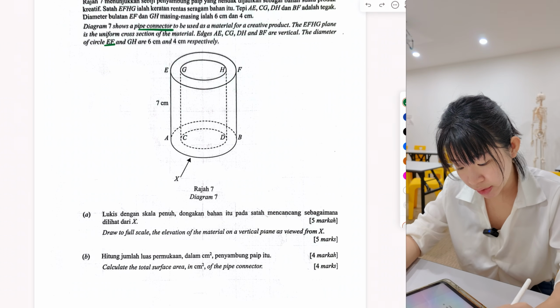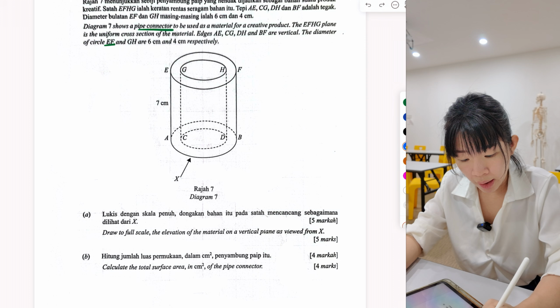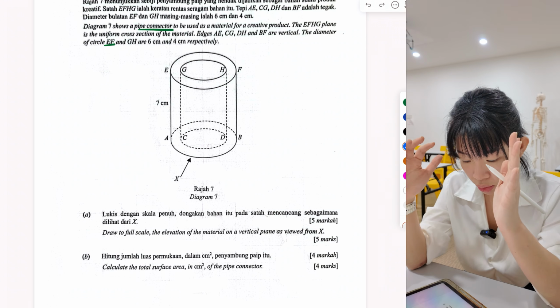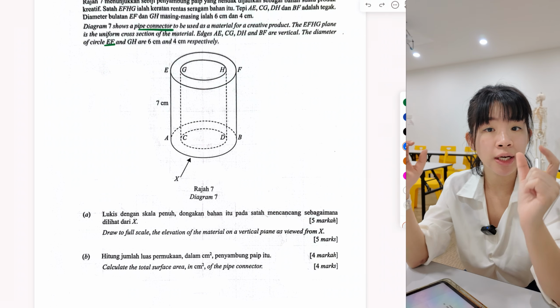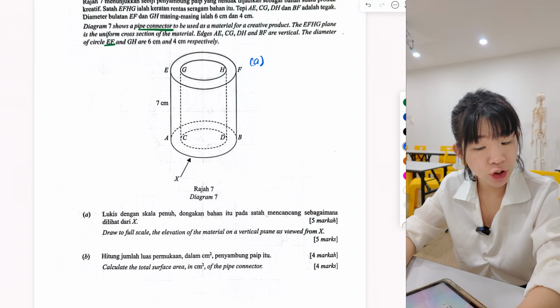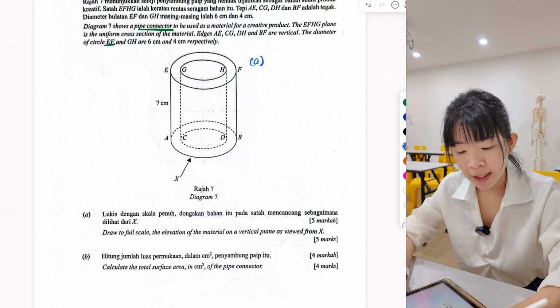Okay, question 8. They ask us to draw to full scale. So you need to draw as view from X, view from front. Make sure when you do drawing, you follow exact measurement. You have to use a ruler and measure accurately. For today's questions, I'm going to sketch it out, but make sure in the exam you use a ruler.